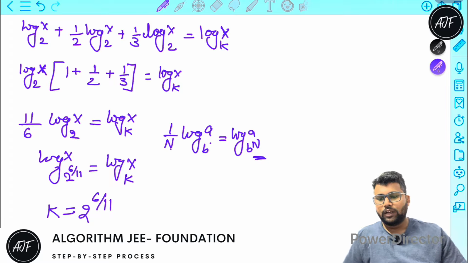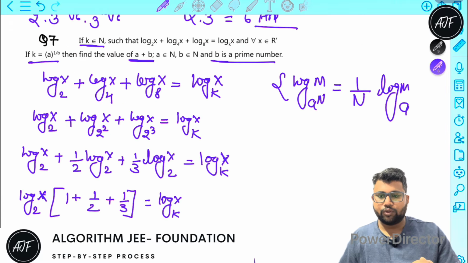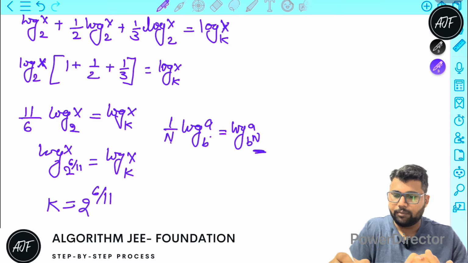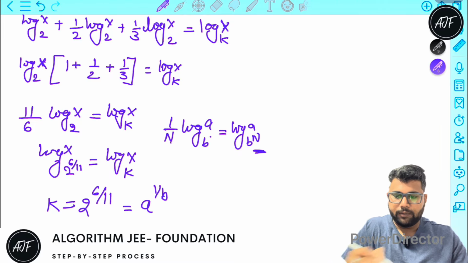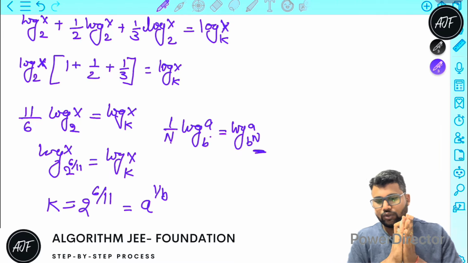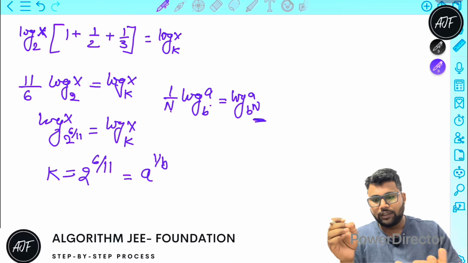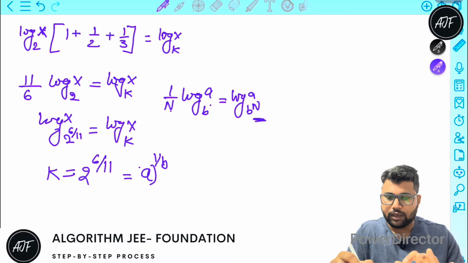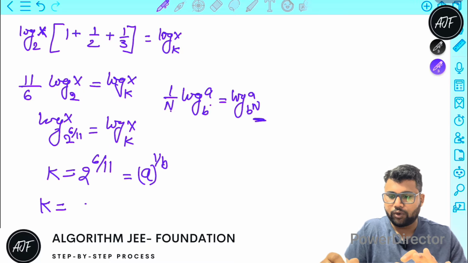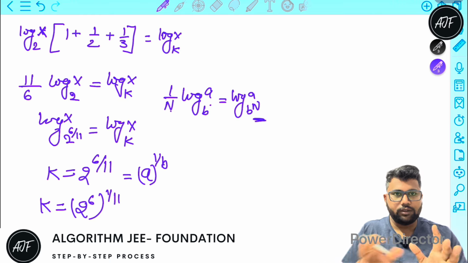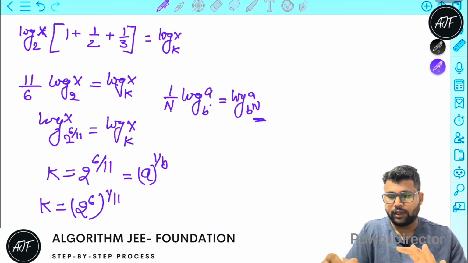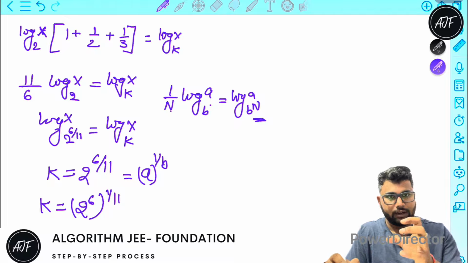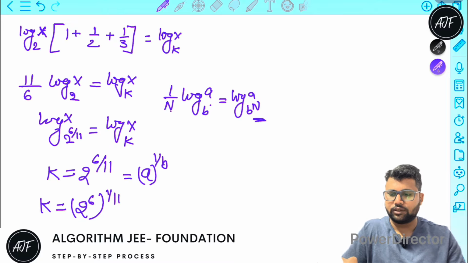Now the k value is 6 by 11, and k is given as a power 1 by b, where a and b are prime numbers. So you can convert it like this: k is equal to 2 power 6 power 1 by 11, because b is 11, that is a prime number. There is also another possibility, because a power 6 is 64, so 64 power 1 by 11.